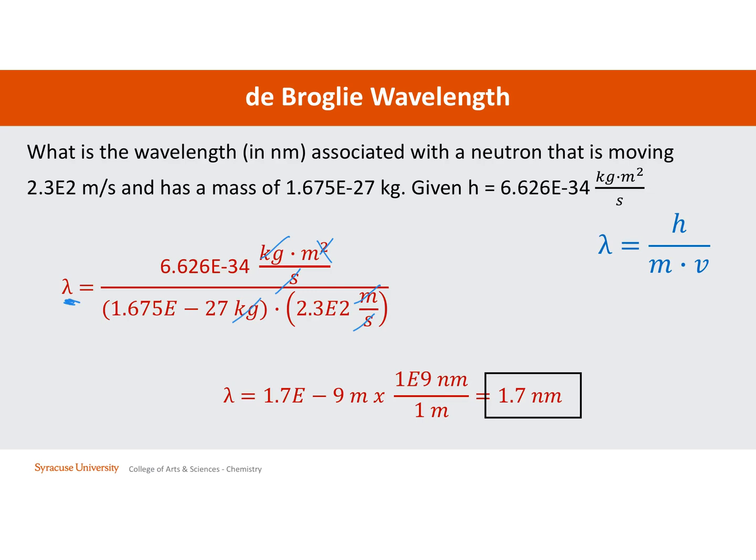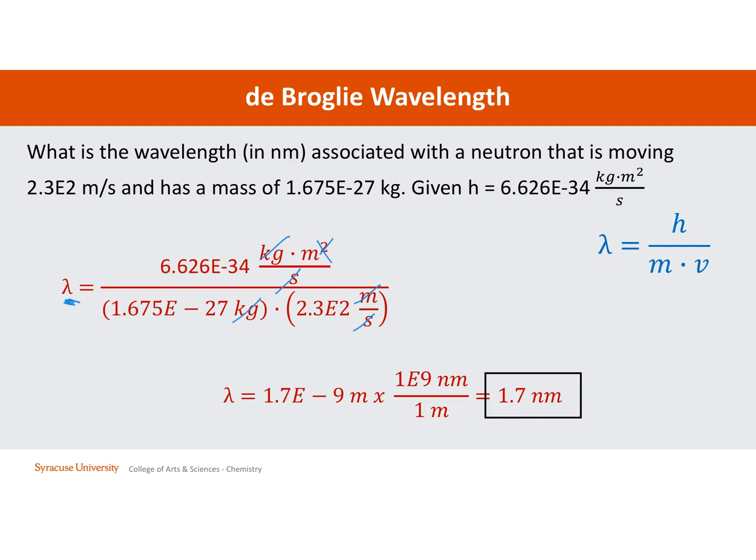It's a distance, and I find a wavelength of approximately 1.7 e to the negative 9 meters. Two significant figures, because the speed of the neutron, 2.3 e to the 2 meters per second, has two significant figures. That's in meters, and I want to convert to nanometers. Again, the same conversion: for every 1 meter, I have 1 billion nanometers. So multiply by 1 e to the 9th to get a wavelength of approximately 1.7 nanometers.